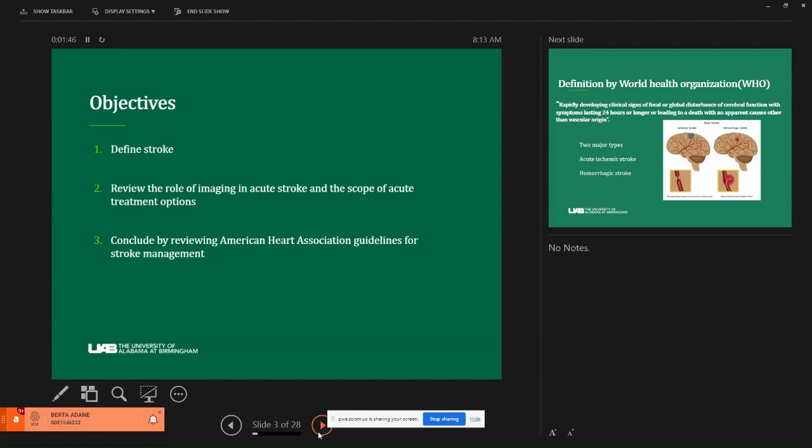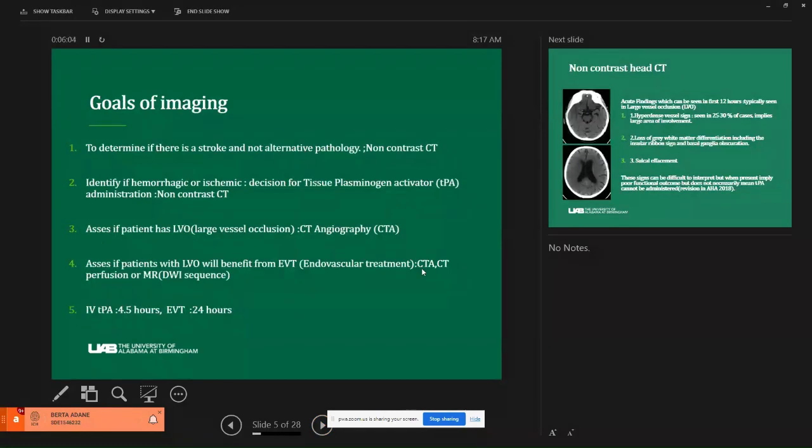The next goal, once you've done a CT angiography and a patient actually has large vessel occlusion, is to determine whether he or she will benefit from endovascular treatment, or EVT. The way you establish that is again based on CT angiography, where you look for collateral imaging on multi-phase CT angiography, CT perfusion, or a diffusion weighted sequence on MRI.